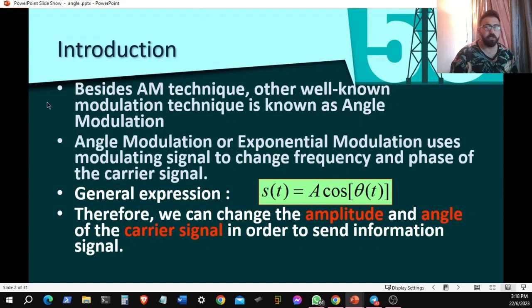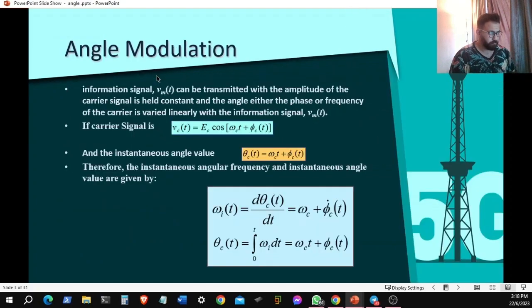Therefore, we can change the amplitude and angle of the carrier signal in order to send the information signal. So, for the purpose of sending the information signal, we can manipulate the angle and the amplitude based on our target or our goal. And now, let's talk about angle modulation.